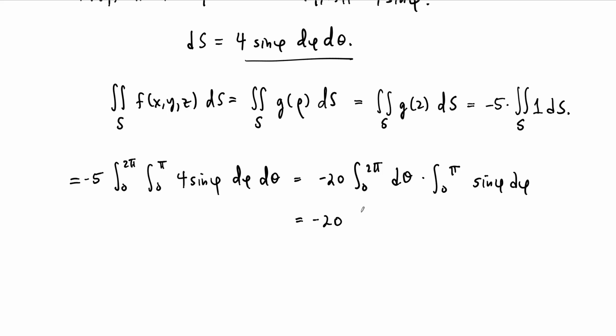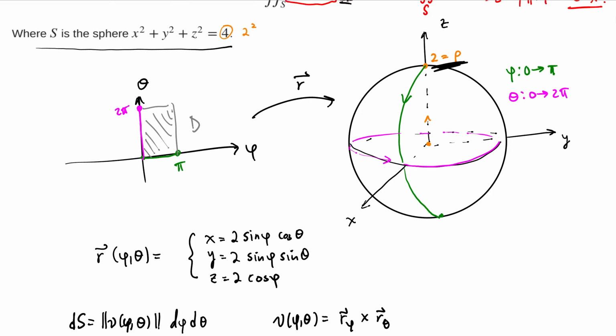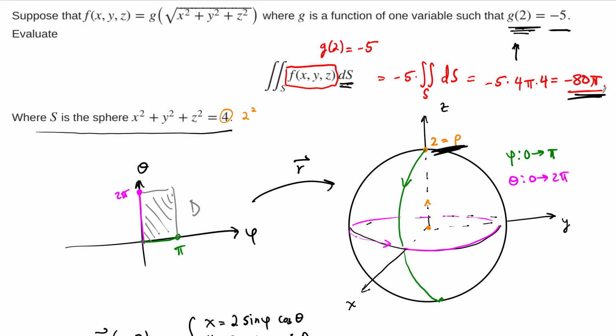And this is minus 20 times 2 pi times, you can work this out, but we can write it down, I guess. This is equal to minus cosine of phi evaluated at 0 to pi. And this just gives us negative 40 pi times, this becomes 1 plus 1, and so we get negative 80 pi. Done two ways. One way, just using the geometry, is much quicker, but we're trying to learn about surface integrals, so using a surface integral we get the same answer, and that's important here. So either way you do it, you get the same answer.